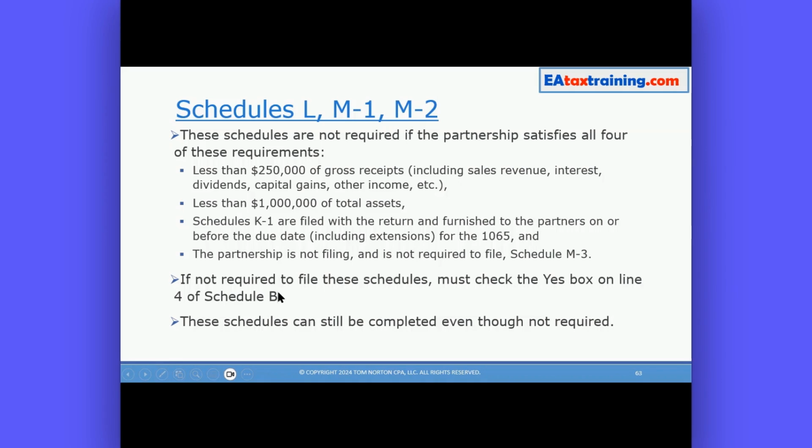If you are not required to file these, then you have to check the yes box on line 4 of Schedule B. And these schedules can still be completed even if they're not required. So I will just tell you, as a tax preparer, unless I've got a very small partnership, I like to do these. I want to know what Schedule L, M1, and M2 look like. It makes sure that I've accounted for everything. It makes sure that I'm not missing something. So I like to do these. Again, if you got a really small one, maybe you don't do these. And again, you do need to know for the exam these requirements.